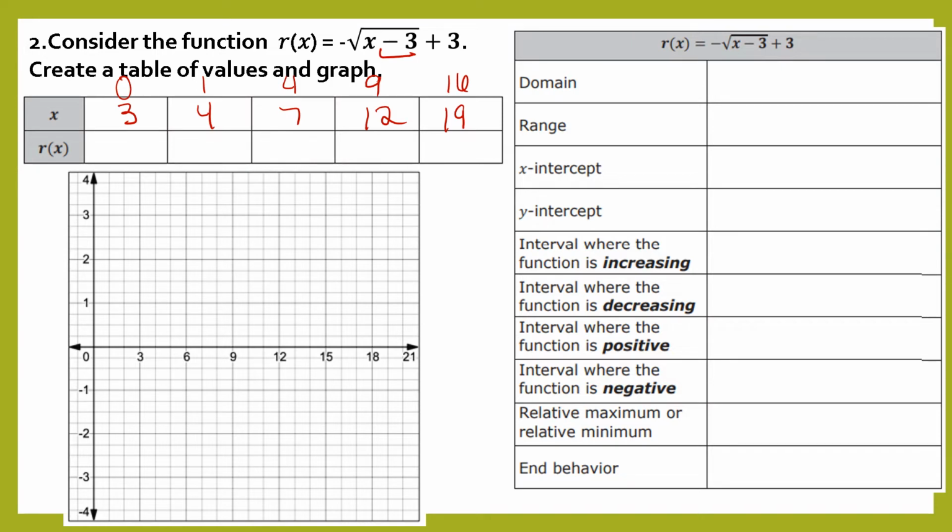In the interest of time, we're not going to go through all of these because on your homework, I'm just going to give you the graph and ask you to do your key features. So if you plug these in, you should get 3, 2, 1, 0, and -1.